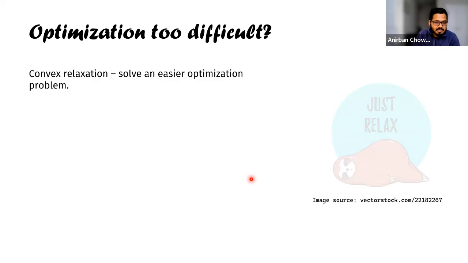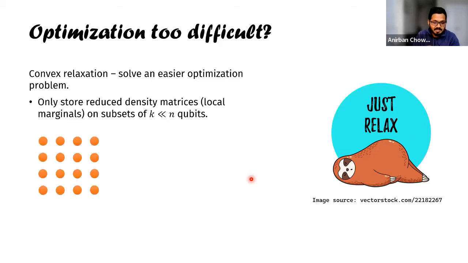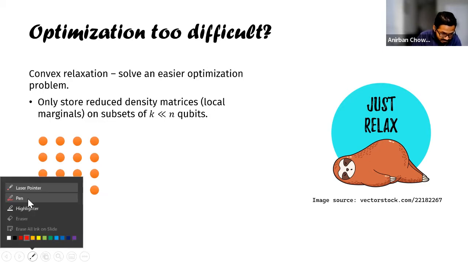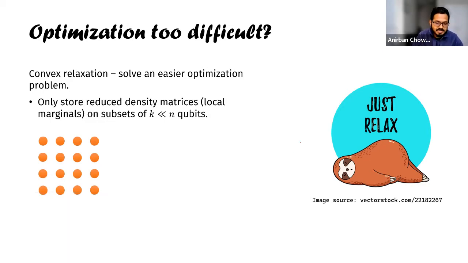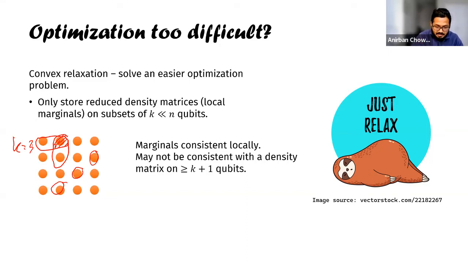What do we do? Well, we solve an easier optimization problem by using the idea of convex relaxations or SDP relaxations in this setting. And the idea is that we only store reduced density matrices on small subsets of size much less than n. We store local marginals on these subsystems, with the condition that they must be locally consistent. And we store all such possible marginals. So if you have K equals 3, we're going to store marginals on everything up to 3 qubits. That's the idea. And the key point which makes this a relaxation is that these marginals may not be consistent with a density matrix on larger subsystems.